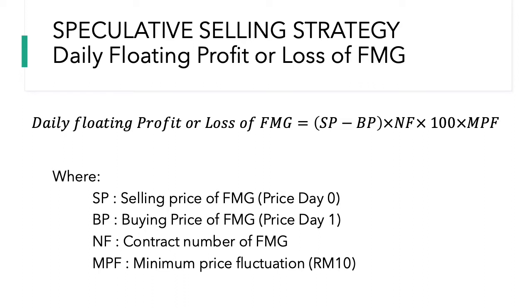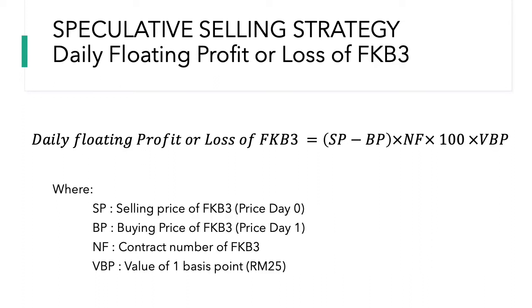So this is formula for floating profit or loss for FMG: selling price minus buying price times NF times 100 times MPF. So NF is number of contracts for FMG. MPF is the minimum price fluctuation for FMG, which is 10 ringgit per contract. Formula for floating profit or loss for FKB3: selling price minus buying price times NF times 100 times VBP. VBP is value of 1 basis point, for FKB3 is 25 ringgit.